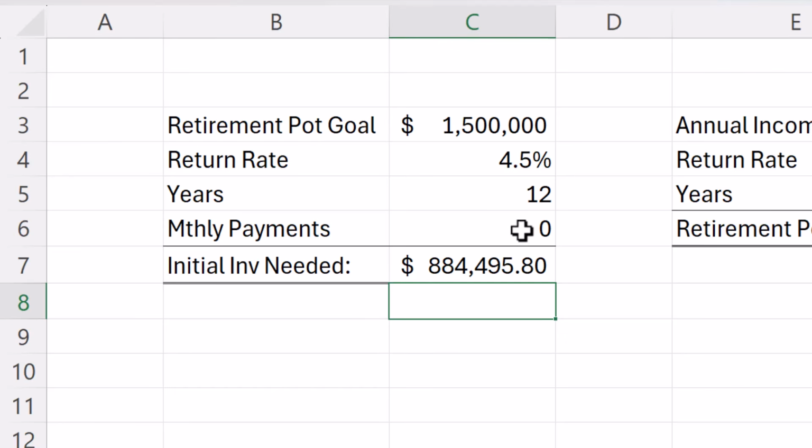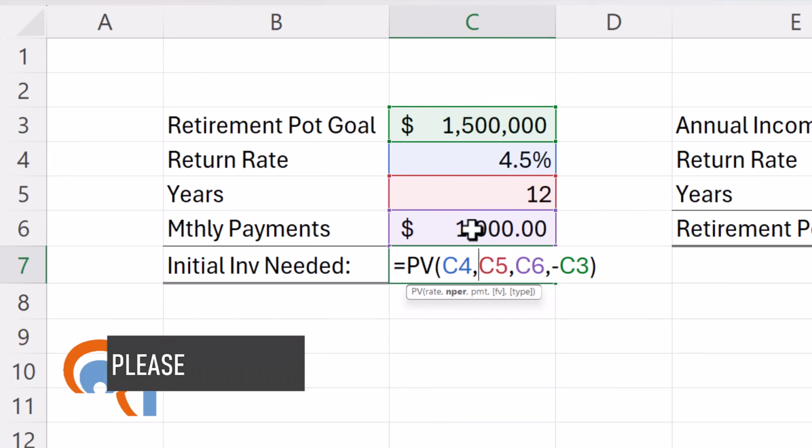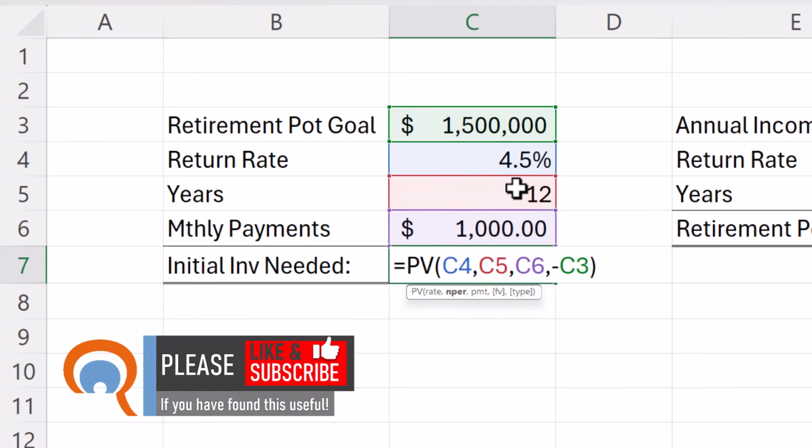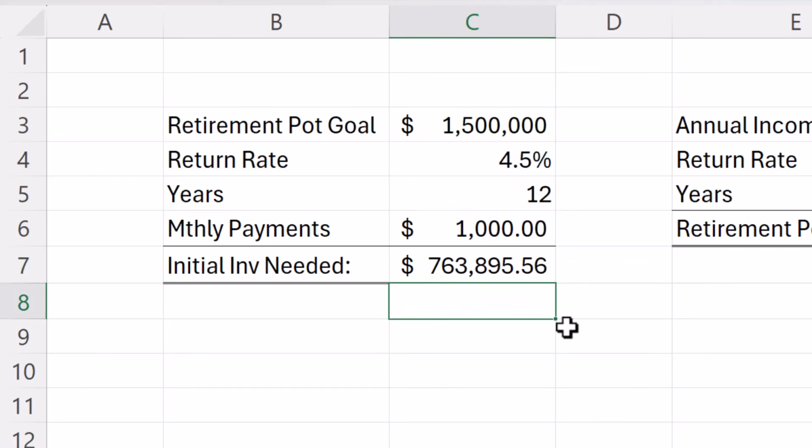Now, if I was to include monthly payments over these 12 years, let's say $1,000, this is not the answer because I need to make sure that all of my time units are the same. So this is a monthly payment, but here we have years and an annual return rate. So with the return rate, we would need to divide by 12 months in a year. And for the years, we would need to multiply by 12, again, 12 months in a year. So that's my initial investment needed to reach this goal if I'm adding $1,000 a month over 12 years.